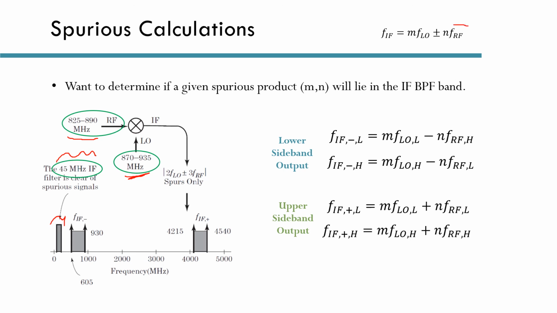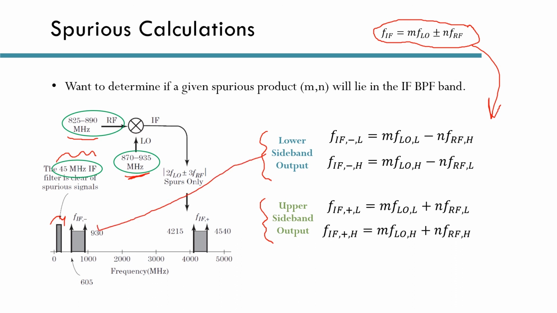By simple manipulation of this relation that we derived earlier, we will get two relations for the lower sideband output and two relations for the upper sideband output. This is the lower sideband output. It has a lower edge and an upper edge. And this is the upper sideband output. It also has a lower edge and an upper edge.